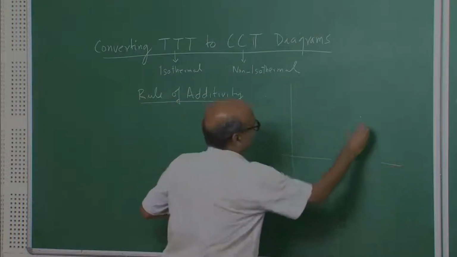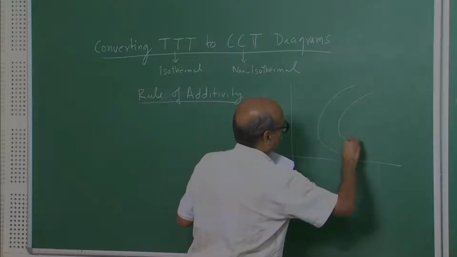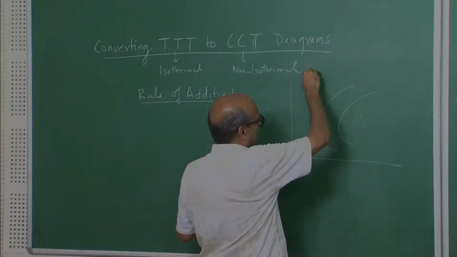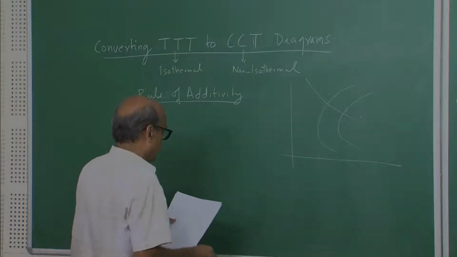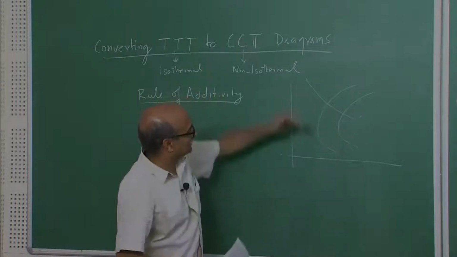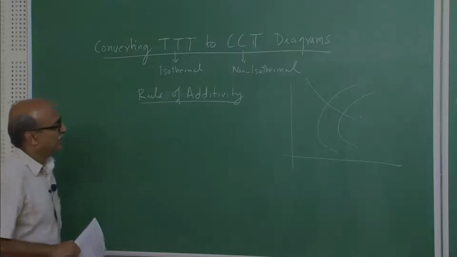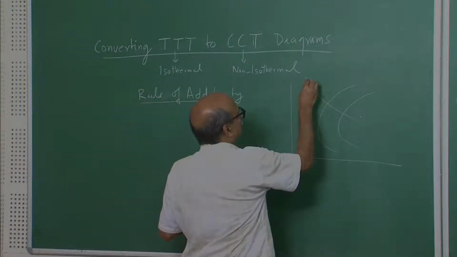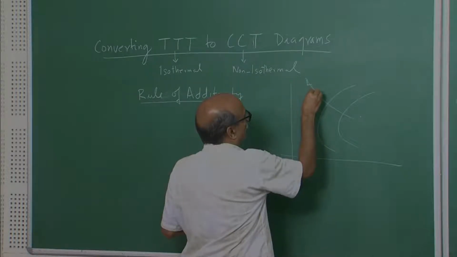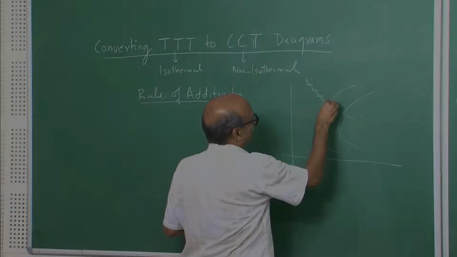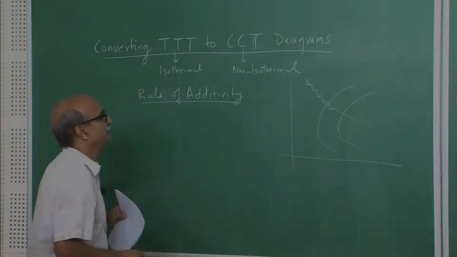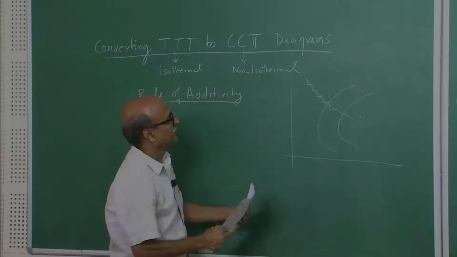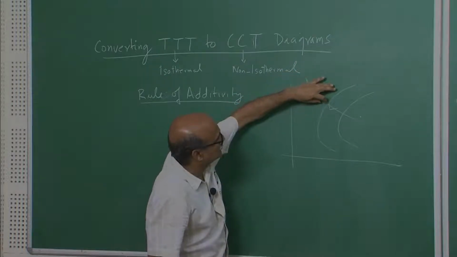Let me just draw a schematic of TTT diagrams. Let us consider a continuously cooled material, and what we do is we approximate this continuously cooled behavior into small isothermal steps. That is, I discretize this continuously cooled curve in this fashion. So, I discretize this into a large number of steps, and there are small isothermal steps, as you can see.